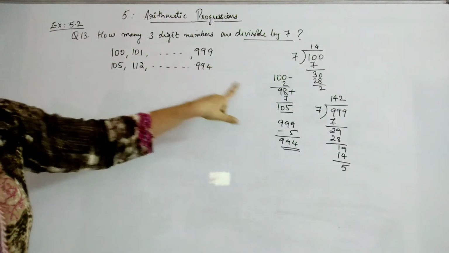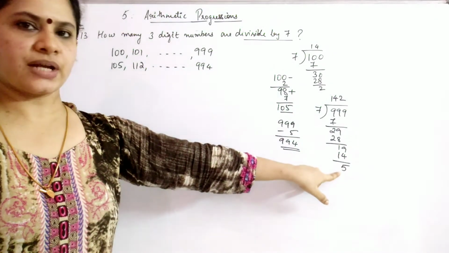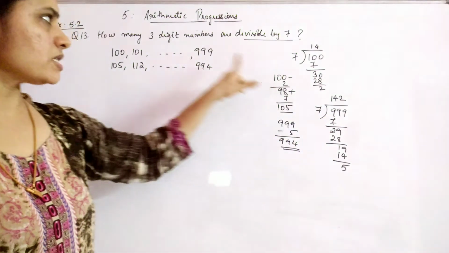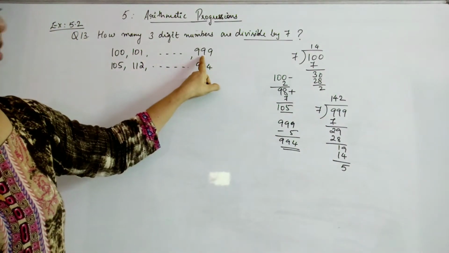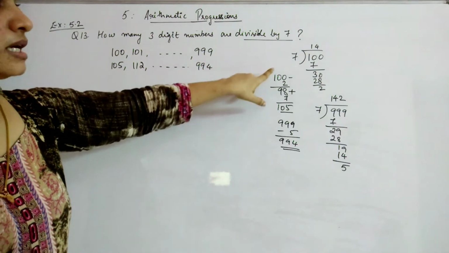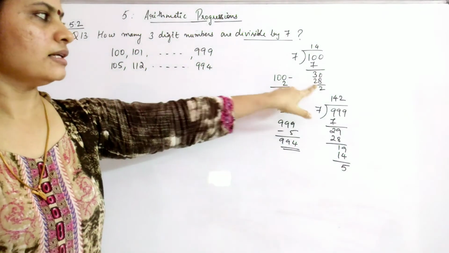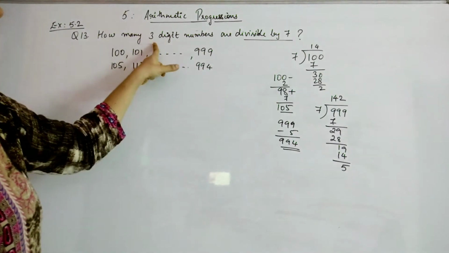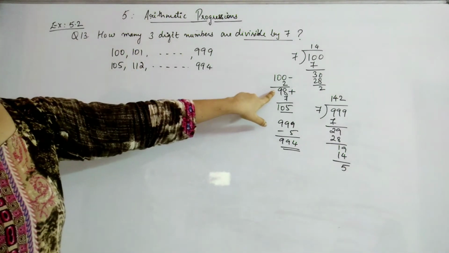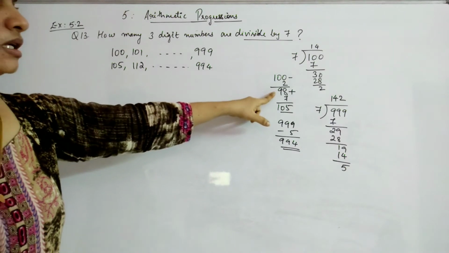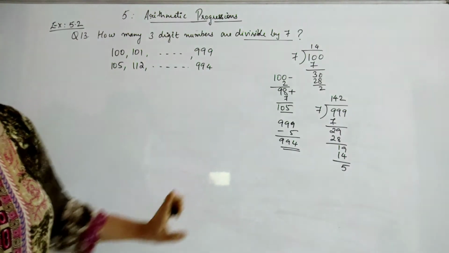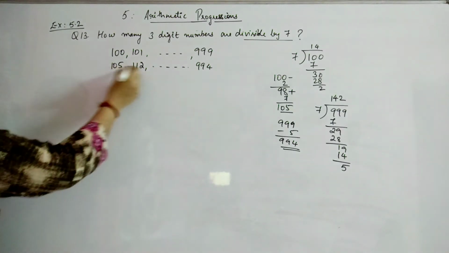Understood how to find out? Dividing and then subtracting the remainder from the last 3-digit number. And here what we did, we divided, then subtracted the remainder. But why are we adding here? Because we have to get a 3-digit number. This is only a 2-digit number, that's why. So the next number which is divisible by 7 will be plus 7. So this is the method to get the numbers.